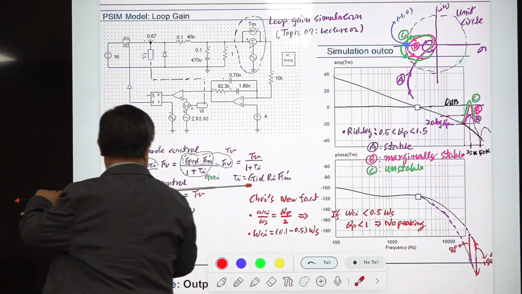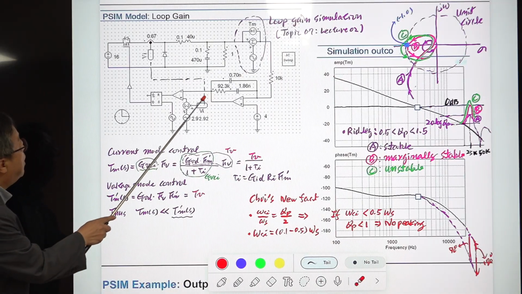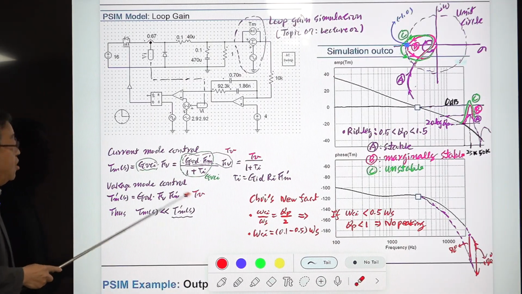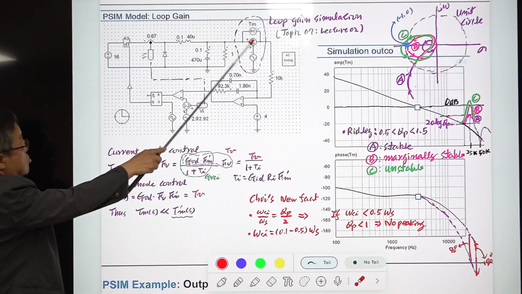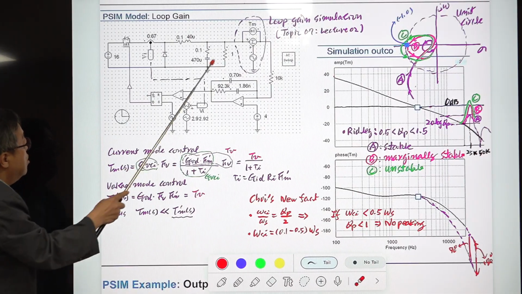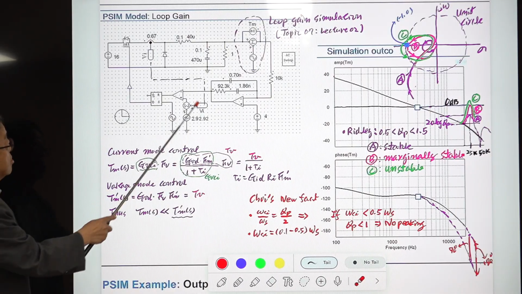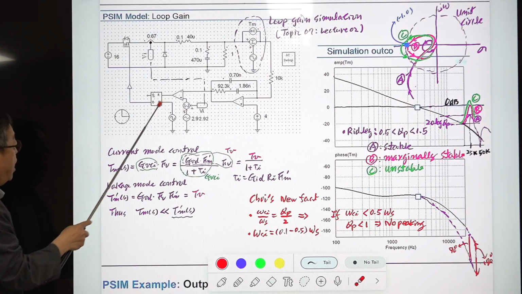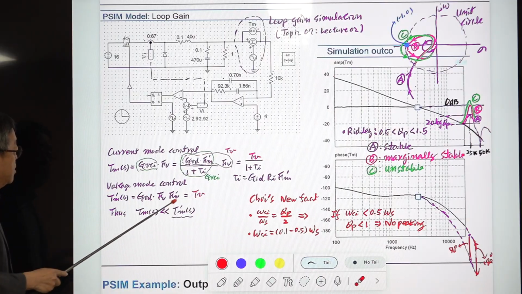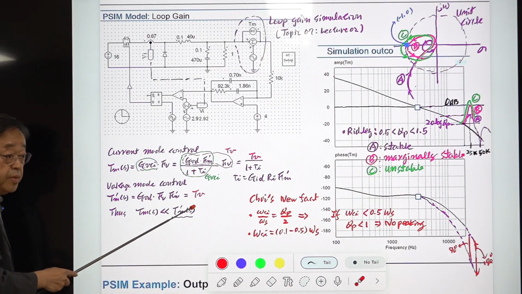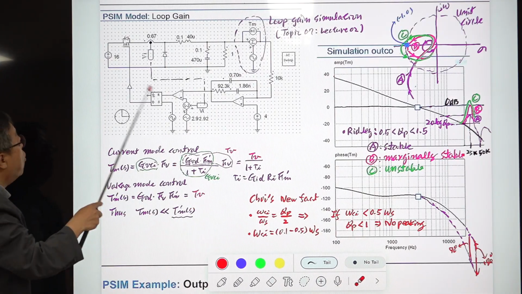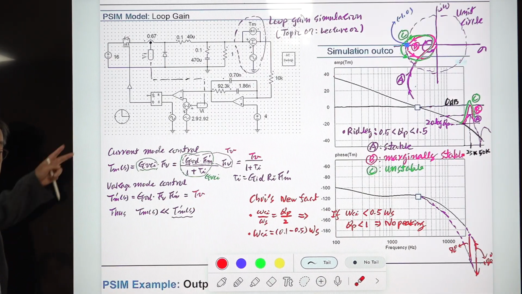Think about the voltage mode control. Then we don't have this part. We are missing this part. Then there is one loop, which is this voltage loop. Now, there is the duty ratio to output transfer function times this voltage feedback compensation times the modulator gain. That is the TB. This is the voltage loop. And the loop gains are the same because there is no internal current loop in here.